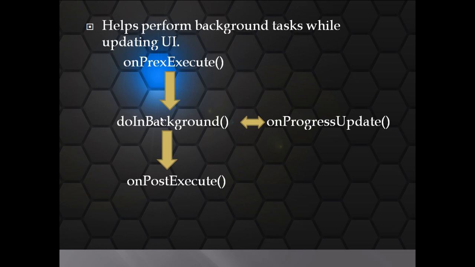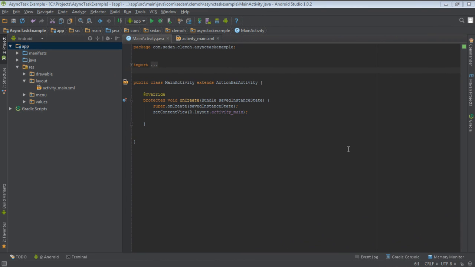Remember that from this AsyncTask class, it is the doInBackground method that is compulsory. You have to implement it. The onPostExecute method is called when the work is done. I think that was a brief presentation, so it's time to move to the code. Please fire up your IDE. I'm using Android Studio.